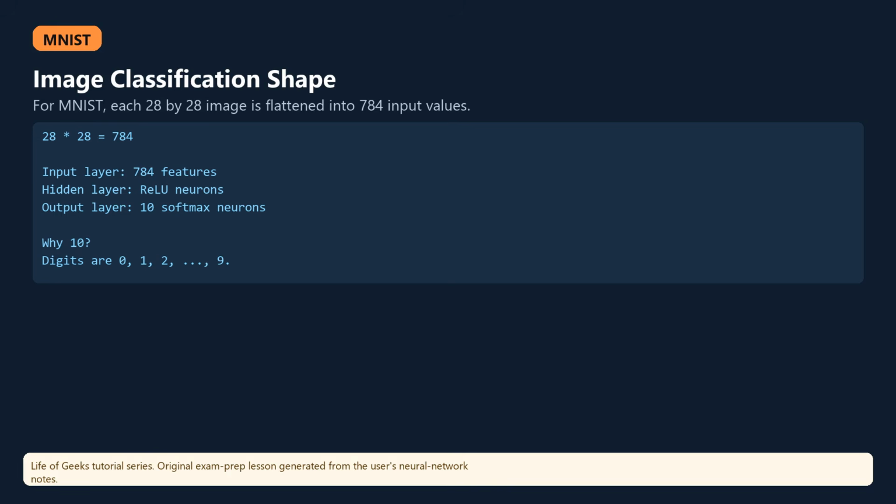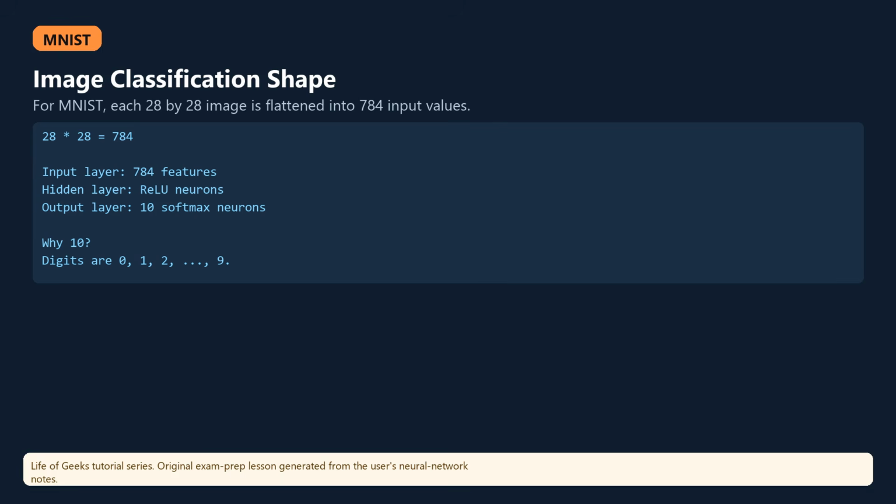MNIST is a famous image recognition dataset of handwritten digits. Each image is 28 by 28 pixels. A basic fully connected neural network does not naturally receive a 2-dimensional image matrix, so the image is flattened into one long vector. 28 times 28 equals 784, so the input shape is 784.